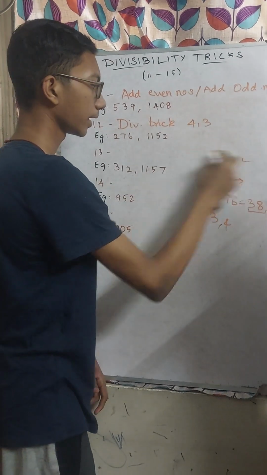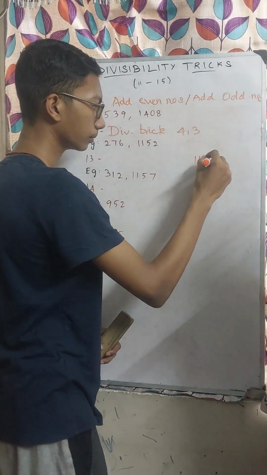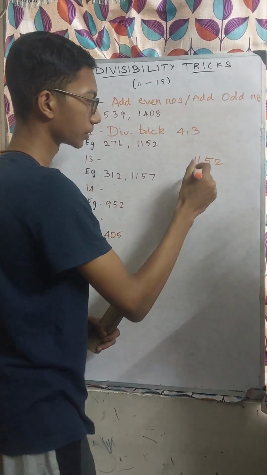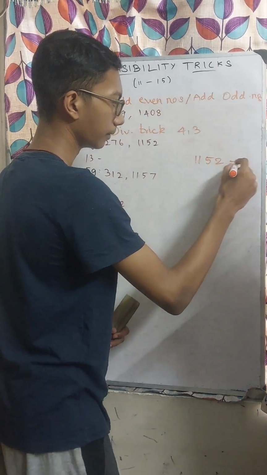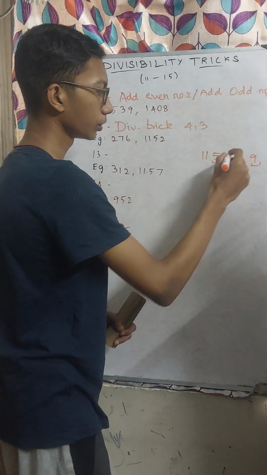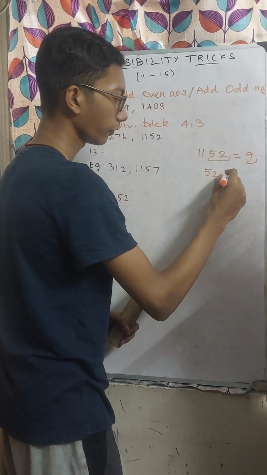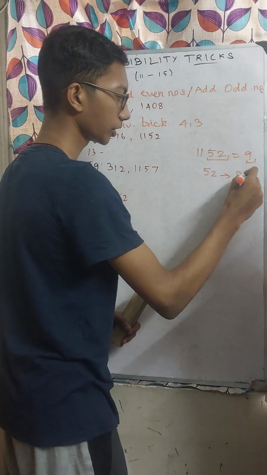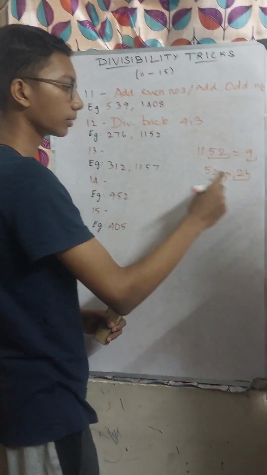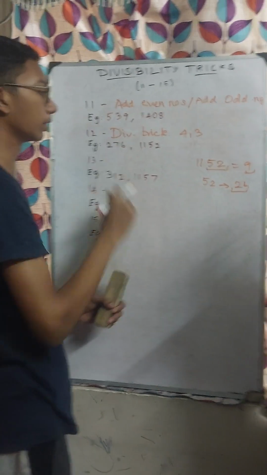So let's have a higher example. That is 1152. If we add all these numbers, we get 9. So this is a multiple of 3. Next, the last two digits here are 52. 52 is clearly divisible by 4. If we halve this, we get 26. Since this is also an even number, this is divisible by 4. So this number is also divisible by 12.